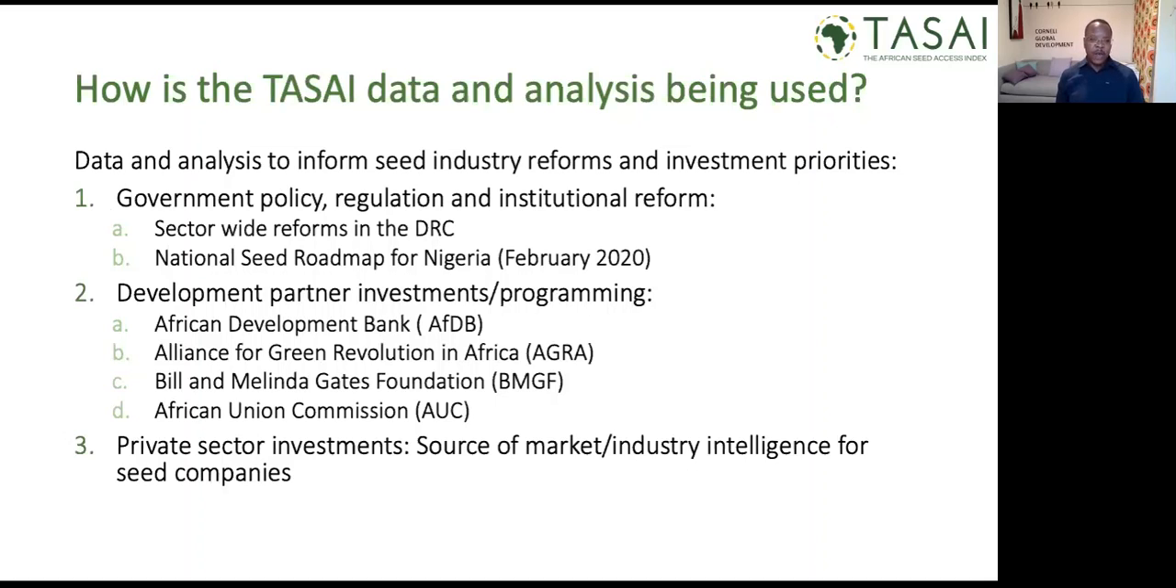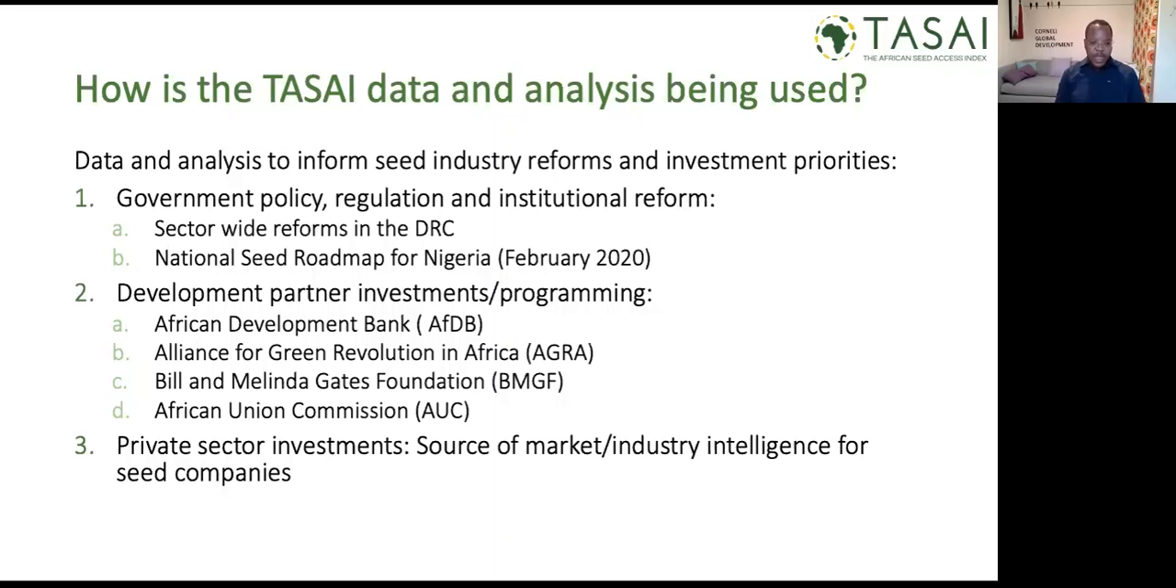One of it is with shaping and informing government policy and regulation and institutional reform. We are trying to encourage African governments to reform the sector in a way that allows private sector to do better. For example, in DRC, we're helping the government design the policy and regulatory frame. In Nigeria, where this information is being utilized to develop a national seed roadmap that came out in February of this year.